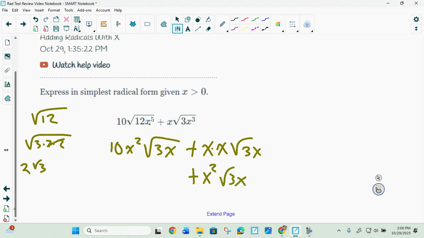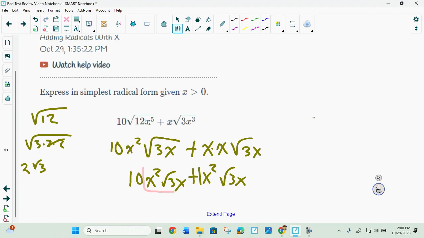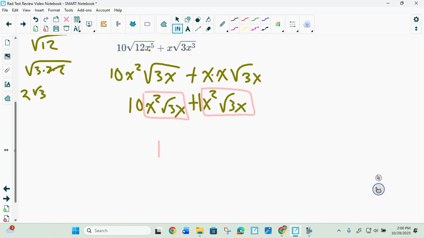So what are we doing? We've got 10x squared square root of 3x, and we're going to add 1. If you want to see a 1, you can put a 1 there. So the only reason why we're allowed to add these is because x squared square root of 3x, x squared square root of 3x, they are like terms, and we're allowed to combine them. 10 plus 1 is 11. So we have 11x squared square root of 3x. That's probably the way that Delta Math would want you to put that in.